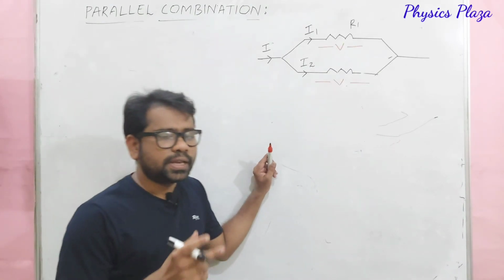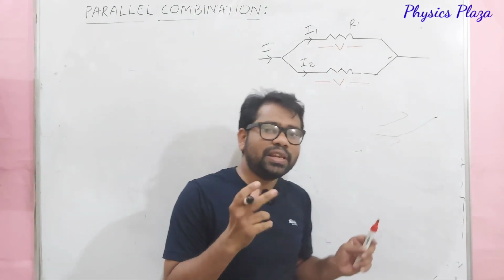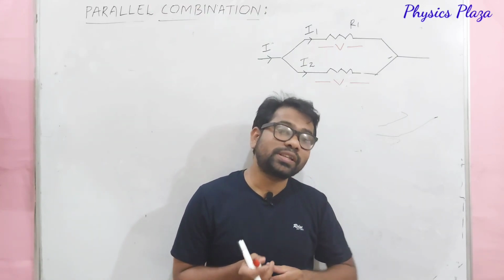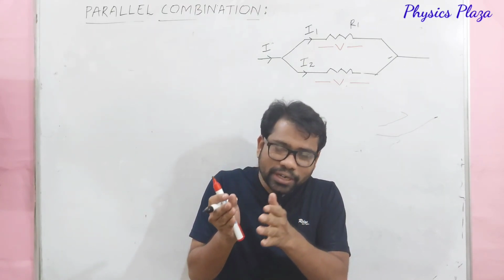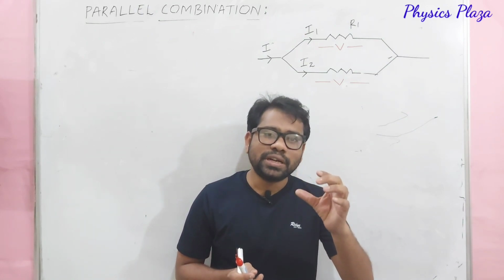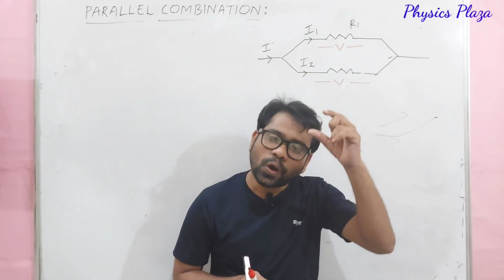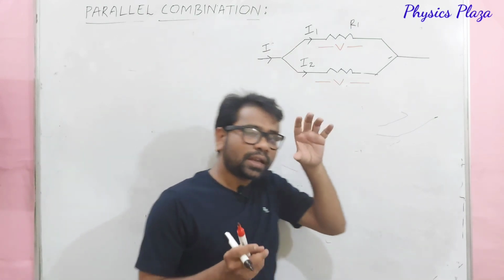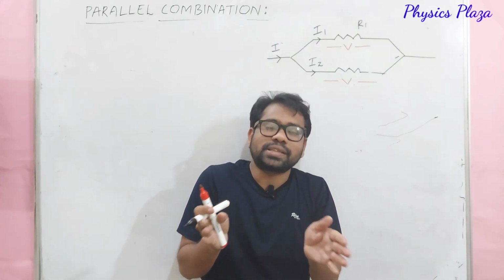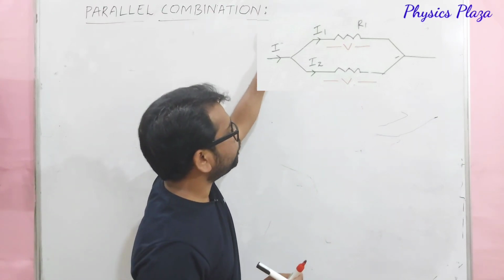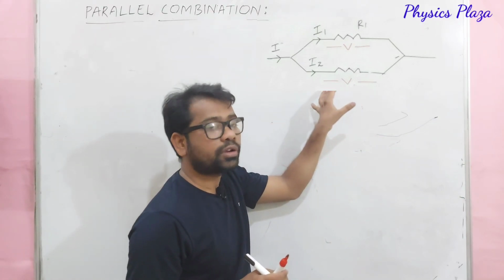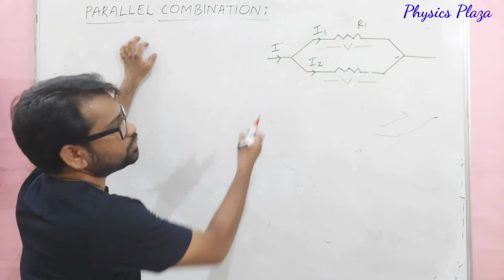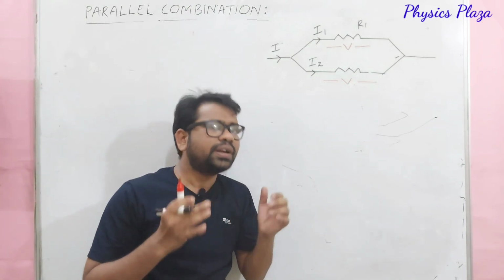Dear children, we learned that in a parallel combination, current is getting divided among the resistors, but the potential difference remains the same across all resistors. But how do we calculate the current which is getting divided among the resistors, means the currents flowing through the individual resistors?